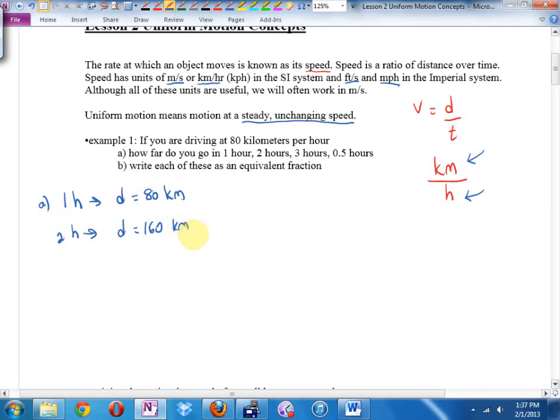This is why I said some of this you'll do intuitively, but for yuckier numbers, we'll figure out how to do it intuitively and then try and generate an equation so that we can go to our calculators, right? 3 hours.